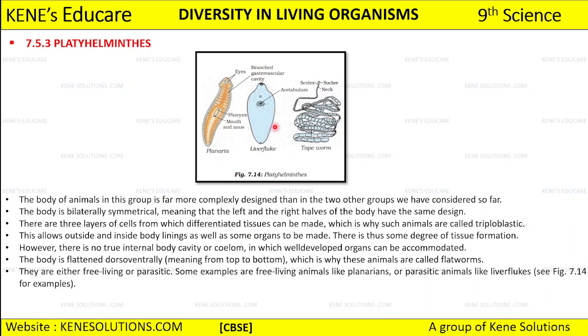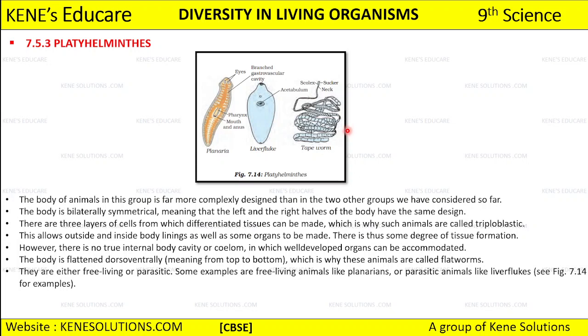Okay, so they are either free living or parasitic. कैसे होते हैं ये animals? The animals under platyhelminthes are going to be either free living or parasitic. Some examples of free living animals are planarians, जो आप typically देखते हो घर पे, right? That is a planaria. So planarians are free living animals. Then we have certain parasitic animals like liver fluke and tapeworm. These are parasitic animals that we are having.